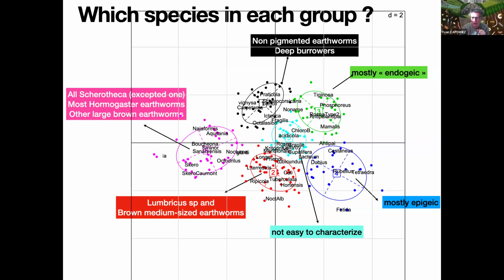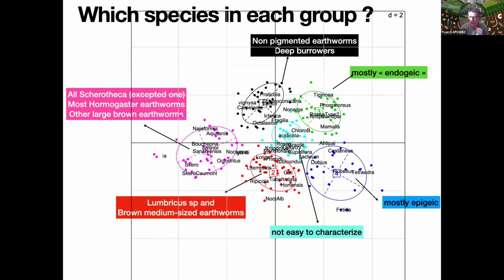The second group I want to describe here is a red one. This is where you will find all the Lumbricus, which means red large worms, and some brown but medium-sized earthworms. For the blue group, it's mostly, but not all of them, epigeic species.